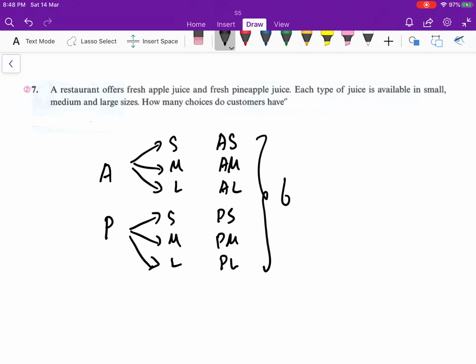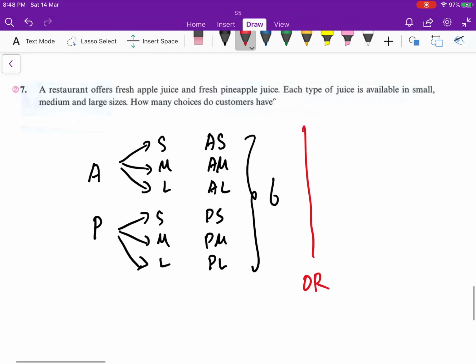But what if I don't use the tree diagram, okay? I use the multiplication rule to do it. Super easy. First, you have 2 different juices. Then you have 3 different kinds of sizes. So in total you have 6 outcomes, okay? See, easy, right? After you understand the tree diagram method, now I want to introduce the second method, okay?